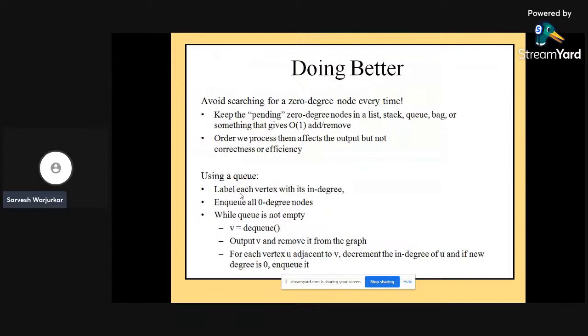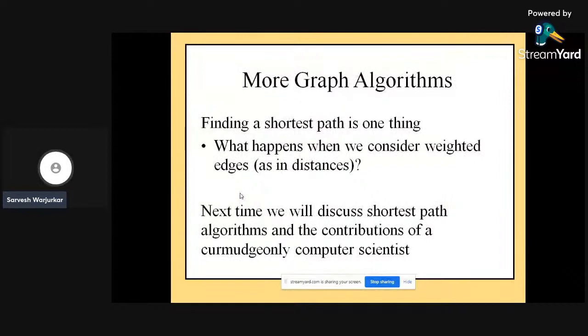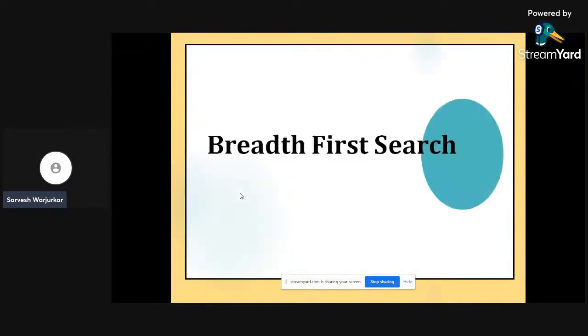It does better when you find it with the help of a queue, and there are some more graph algorithms that we consider with weighted edges. Next time we'll discuss the shortest path algorithm, if we have that lecture scheduled in the upcoming days. Now we'll enter into breadth first search and how it works.